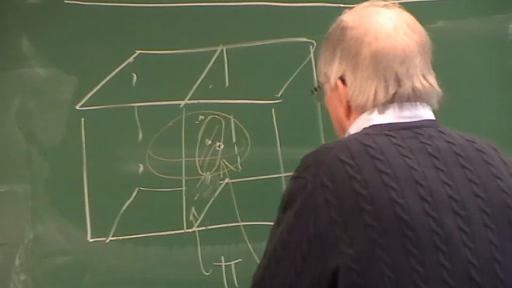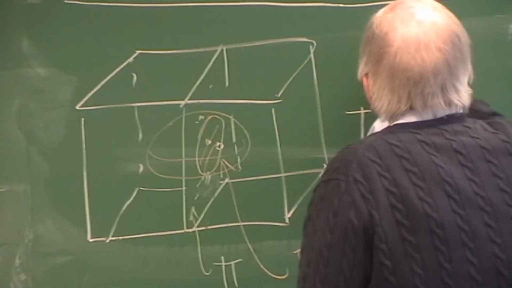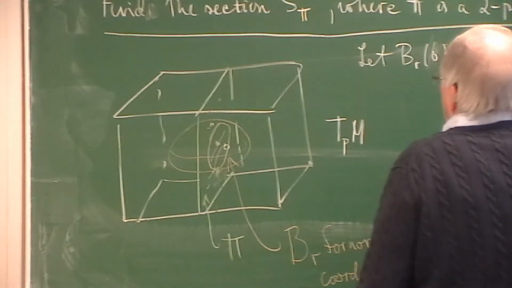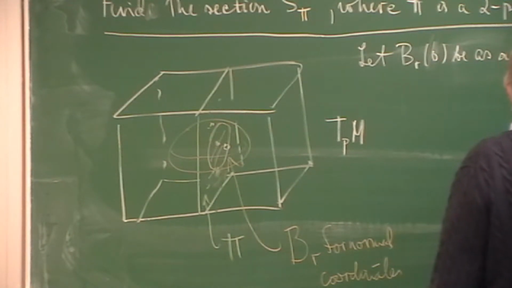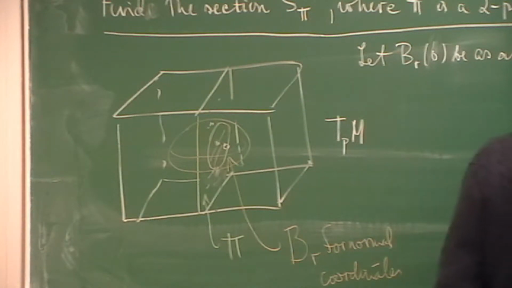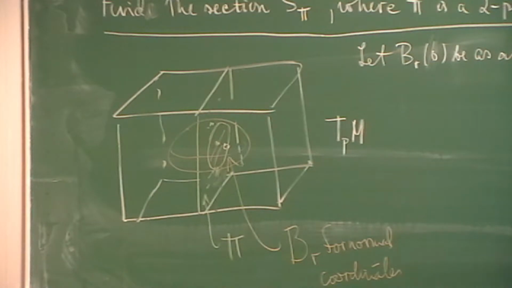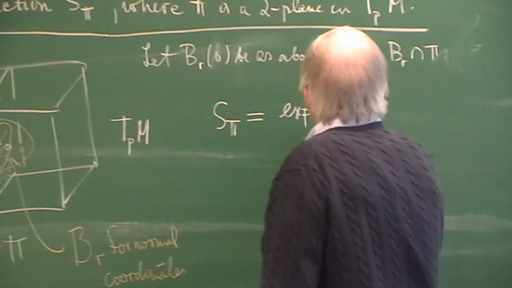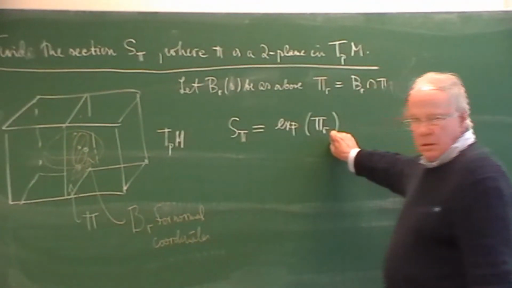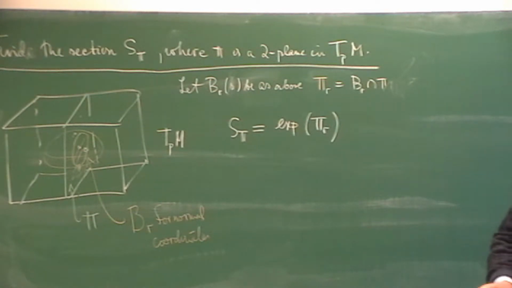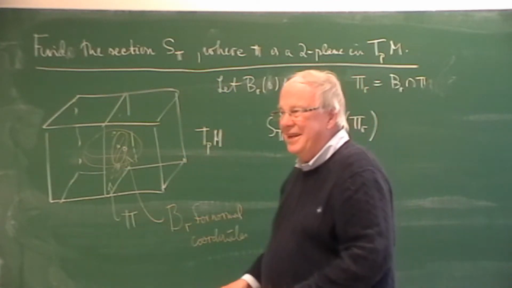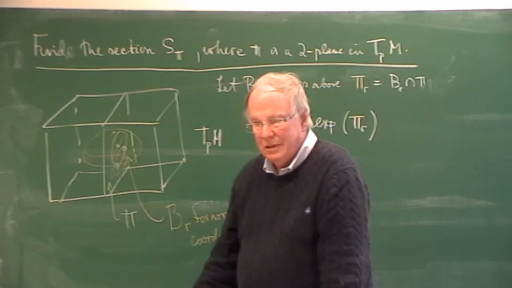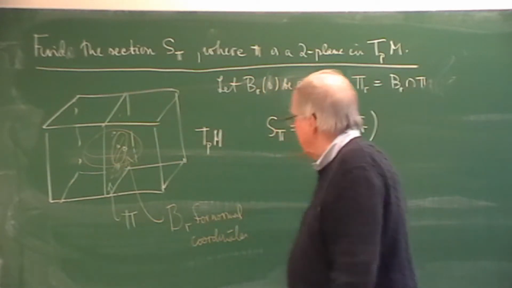So let B_r be the ball around 0, as above, and maybe Pi_r equal B_r intersect Pi, where Pi is a two-plane. Okay? And now I'm going to define S_P equals exp of Pi_r. You got it? I just take a plane, and the picture is a stupid picture. You have a great big manifold, and I have a plane, and in this plane I have a disk filled out by lines, and these lines go down along a geodesic. You're okay on that. That's the way it works. Okay, so that's a beautiful thing.